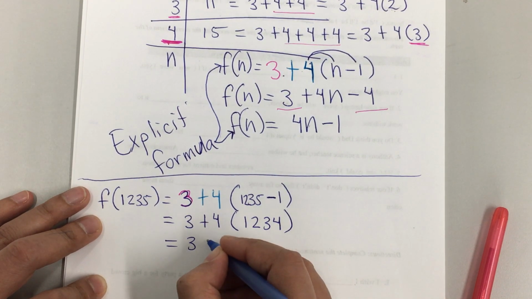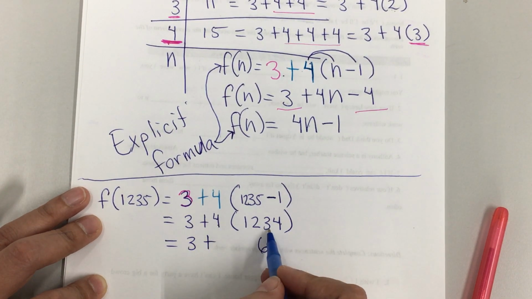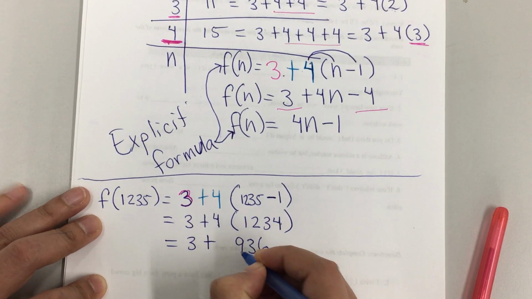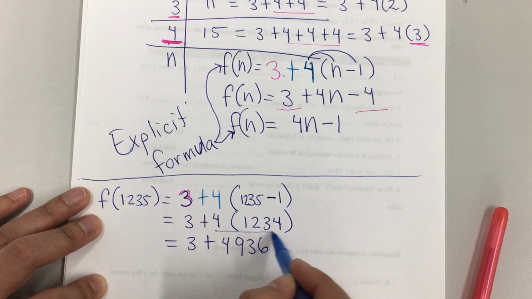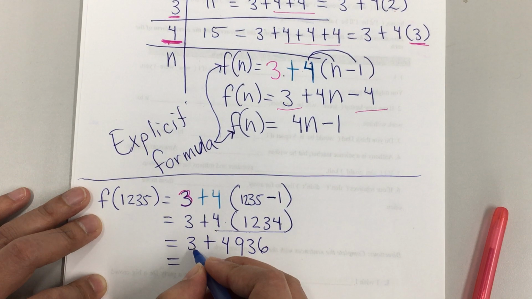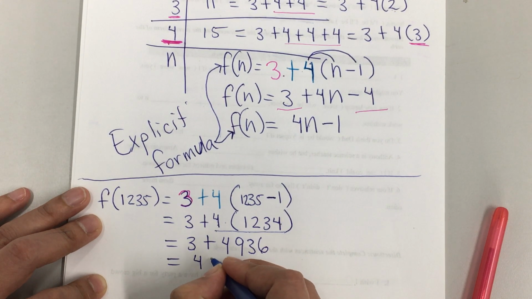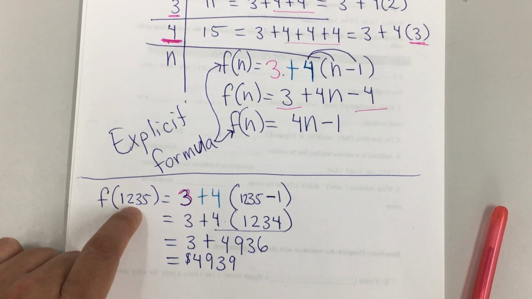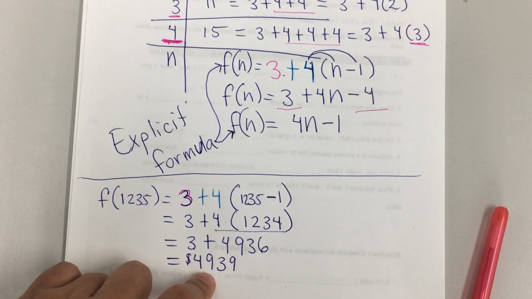And so this is going to be 3 plus 4 times 1234. 4 times 4 is 16, carry 1. 4 times 3 is 12, and 1 is 13, carry 1. 4 times 2 is 8, and 1, 9, and 4 times 1 is 4. Remember that we do PEMDAS, so multiplication comes before addition. That's why we did that part first. And then we add the 3 to the 4,936, so that's going to give me $4,939. So after 1,235 days, I will have this much money if I save $4 each day.